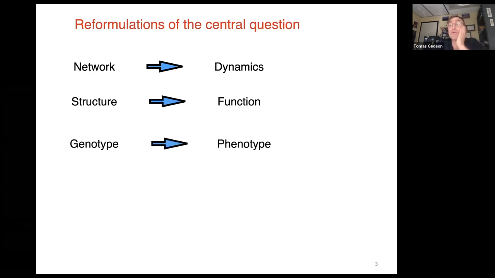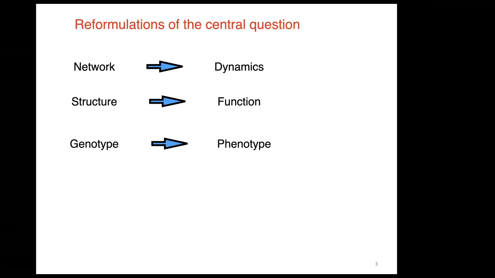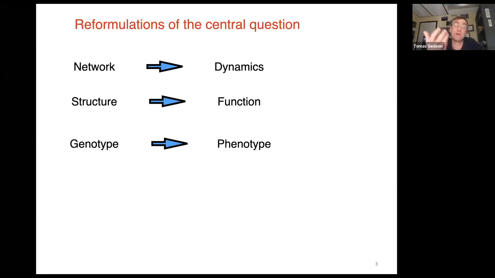Yet another way biologists frame it is to ask for a correspondence between genotype and phenotype. We completed the human genome 20 years ago, and we're not that much smarter about how these cells work, or how to fix cells that present a tumor or cancerous phenotype. There's obviously a very complex relationship between the structure of the system and the phenotype.